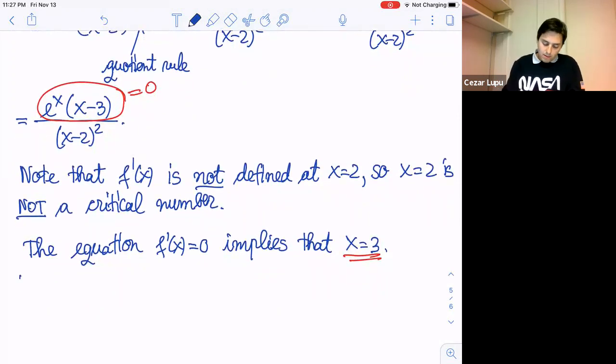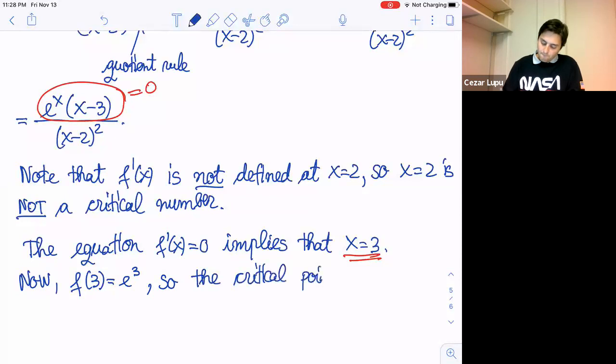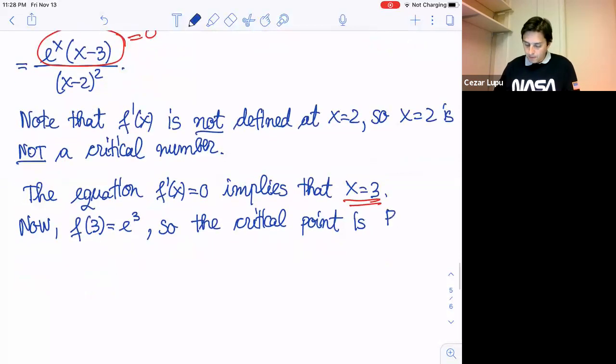And now when we evaluate the function at x equals 3, we have f of 3 is e cubed. So the critical point is, let's say, P of coordinates 3 and e cubed. And that's it, right? Pretty straightforward, I would say, right?